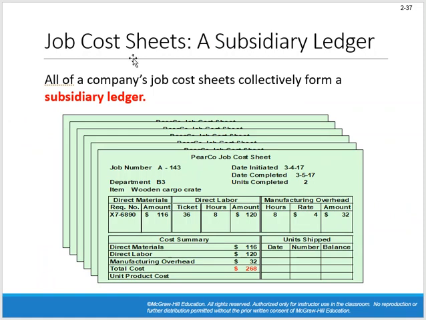So if we take those job cost sheets and we add them all up, right? So we had done the wooden cargo crates on job A 143 and we came up with total cost of $268. Well, if the company adds up all of their job cost sheets, essentially that's their subsidiary ledger. The sum of all of that is what's going to add up to their COGS.